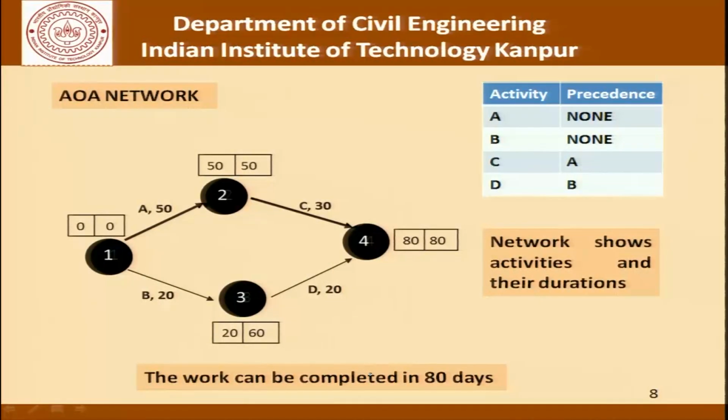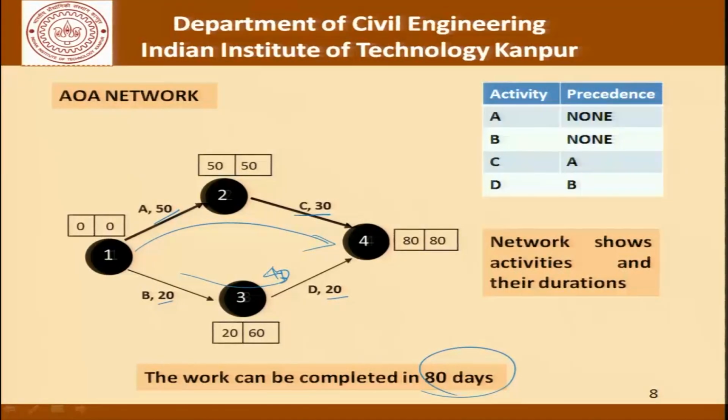Representing this project on an activities on arrow network, we can find out that if A is done in 50 days, C is done in 30 days, B is done in 20 and D in 20, the earliest that the project can be completed is 80 days, because this path is now the critical path. This can be done in 40 days.